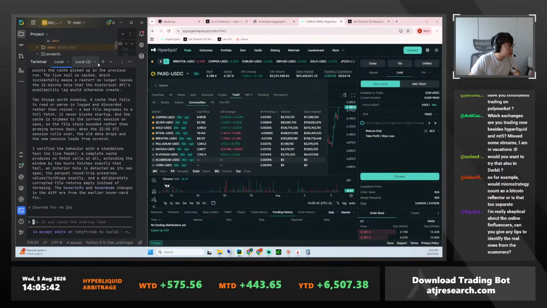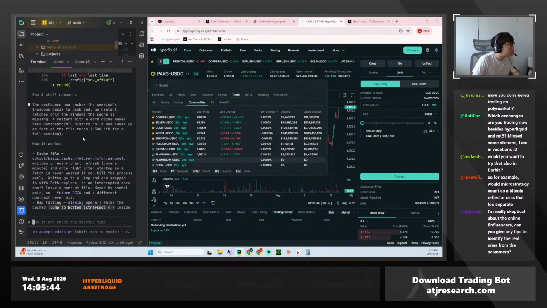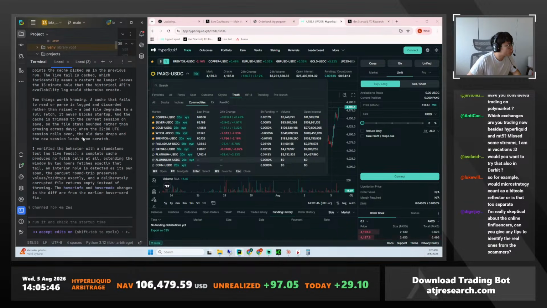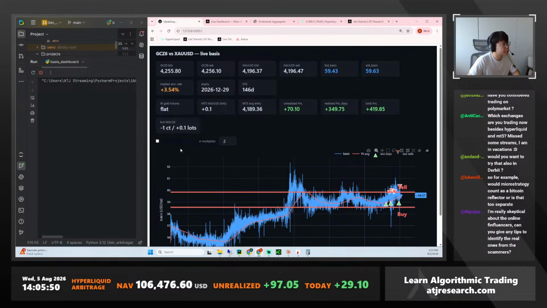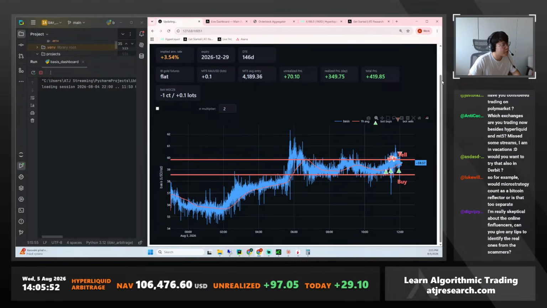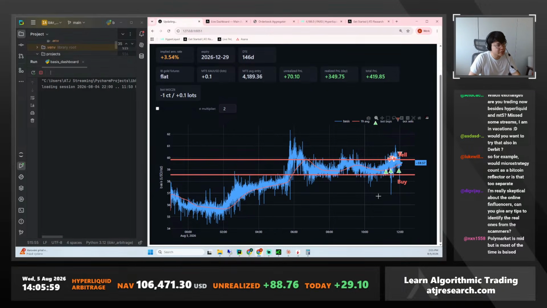Okay, so let's look at the results here. So we created a cache for this app. So let's restart this. I think it still needs to load the first cache, so it will still take some time to load, but now we can test it. So every time we restart this app, it shouldn't spam my API from Databento, and it should just show the data.